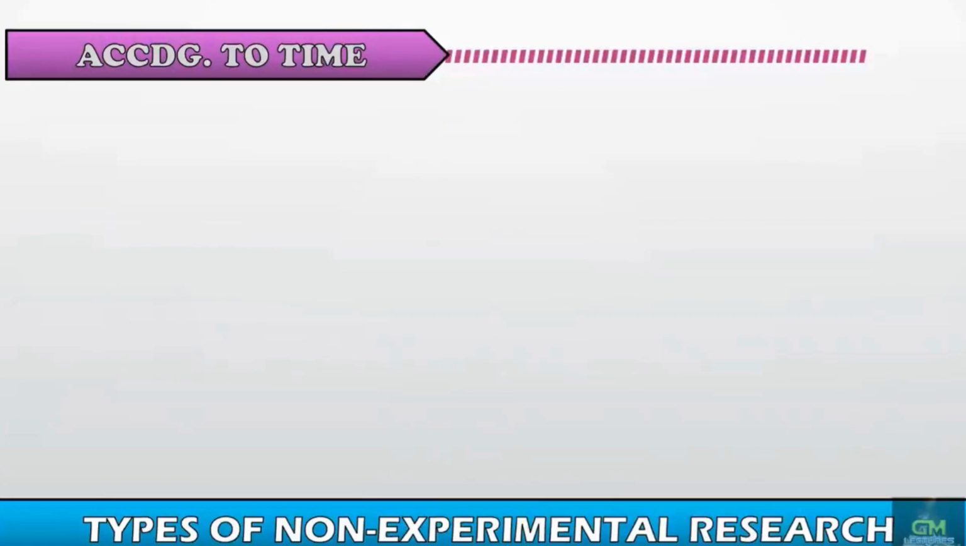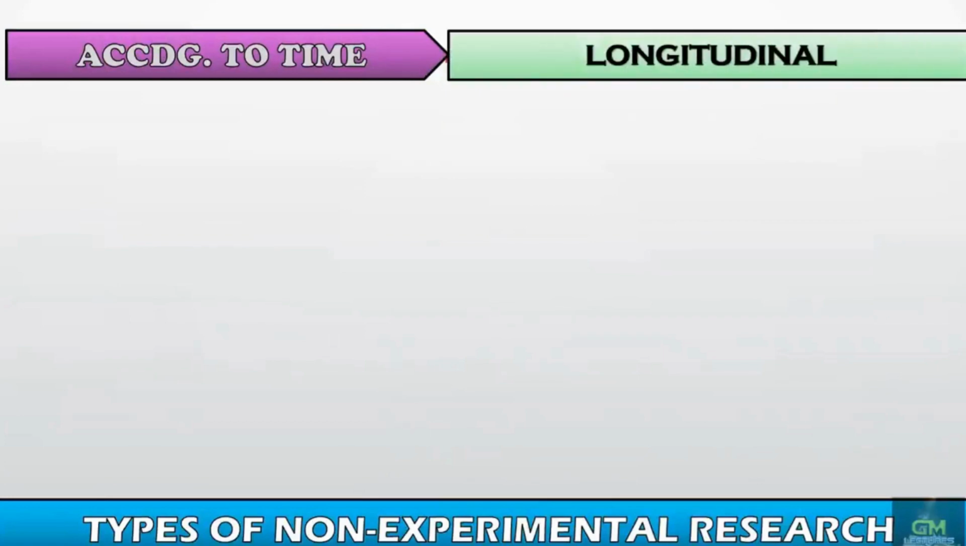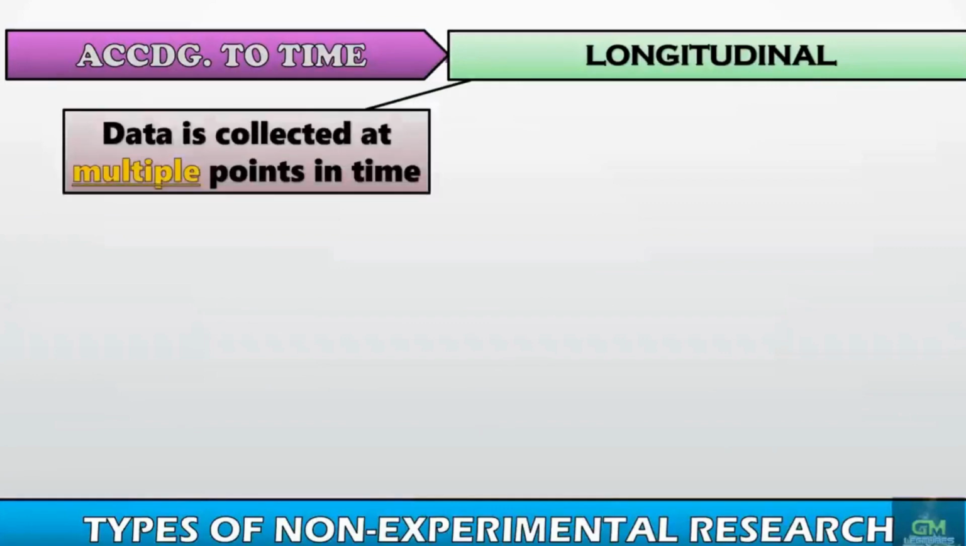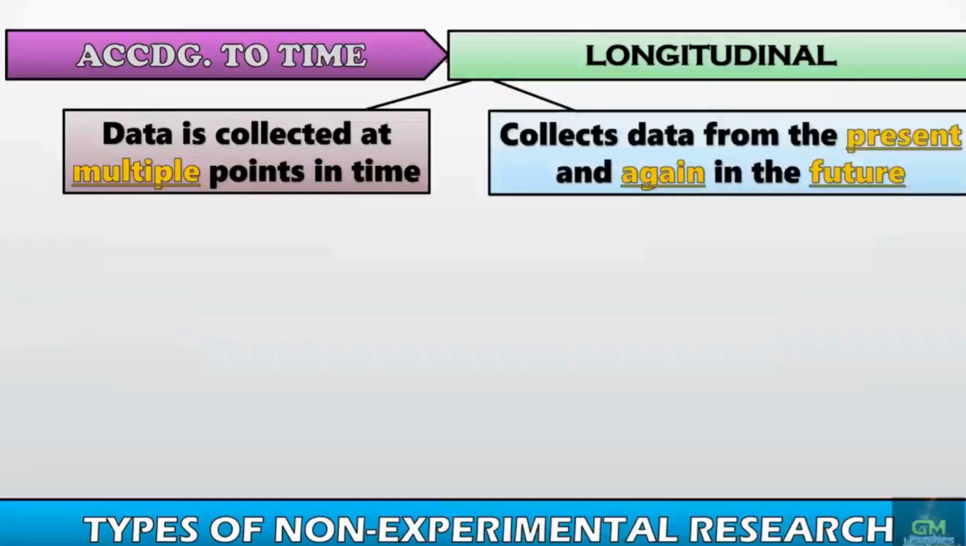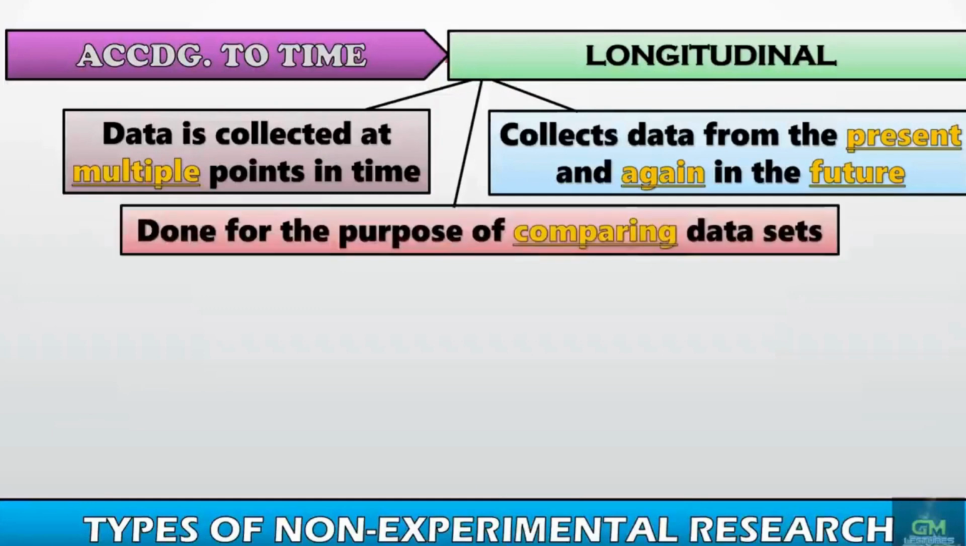Another type of a non-experimental research design according to time dimension is a longitudinal research. In a longitudinal research, the data is collected at multiple points in time. A researcher collects data from the present and again in the future for the purpose of comparing datasets.